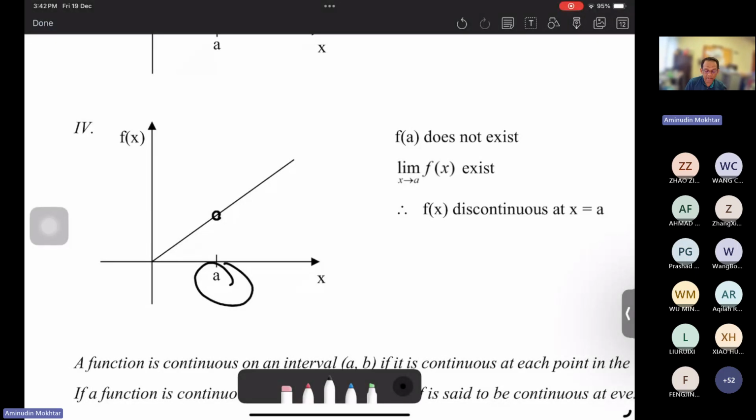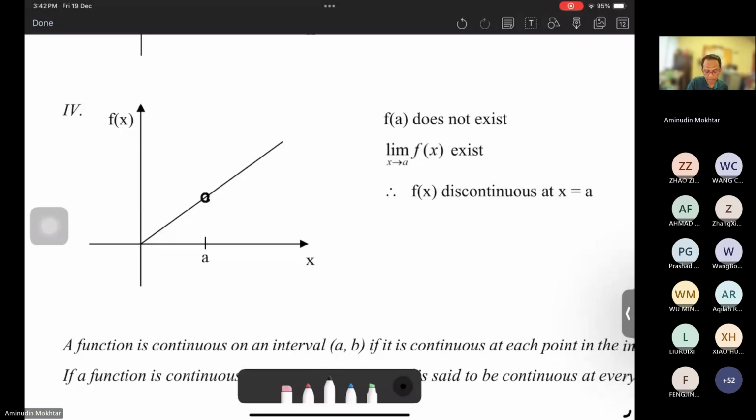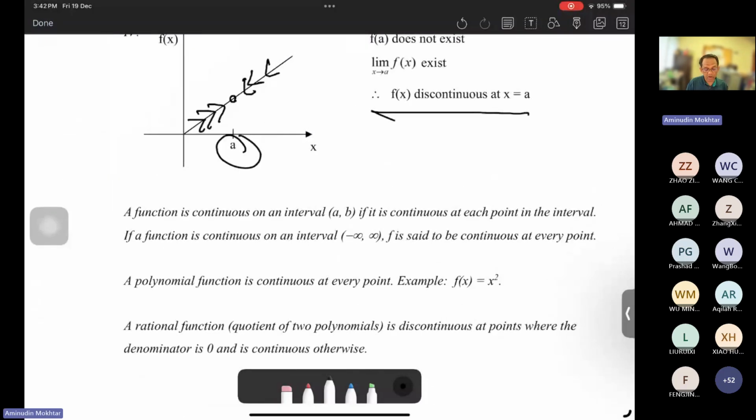The limit of the function exists because the right hand limit approaches the same value as the left hand limit. So the limit exists, right hand limit equals left hand limit, but since the value of y is undefined at this point, we need to conclude that f(x) is discontinuous at point x equal a. Okay, that's how, based on the graph, to determine the continuity of the function.